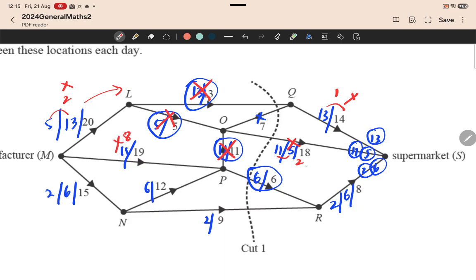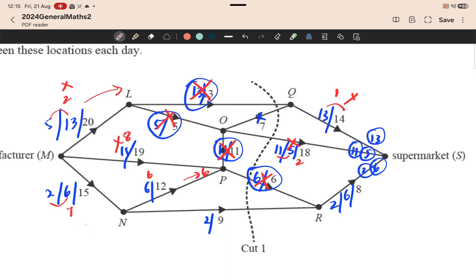And now let's look at another edge. This particular MN can accommodate another 7 because 6 plus 2 is 8 and 15 take away 8 is 7. But if you look at 7, can it flow through NP, which can only accommodate another 6? No, but even if 6 can flow through till here, 6 out of the 7 can flow through there, it comes to this bottleneck and therefore it's really not much use. So now let's look at the last edge.